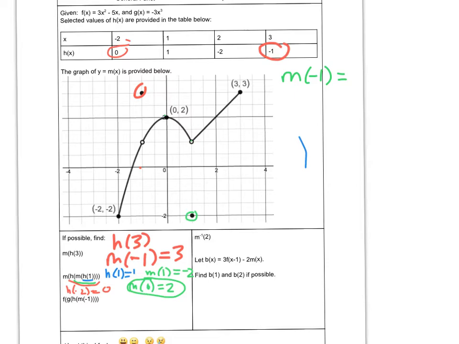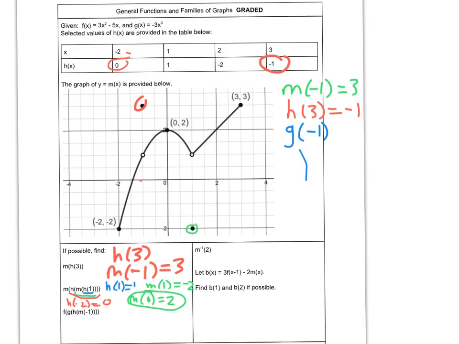And we already said that's 3 because that's where that point is. Then I'm going to find h of 3. I'm going to take that, plug it in. And h of 3 is -1. That's fun. Then I'm going to go one more step out, and I'm going to find g of -1.